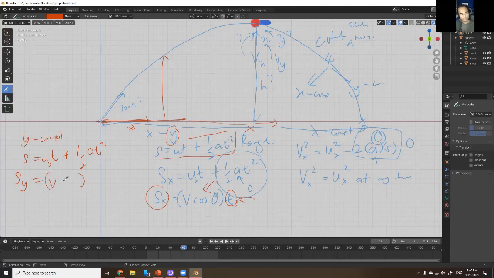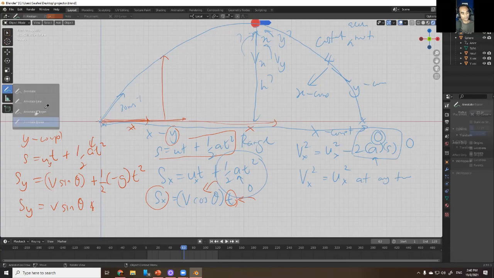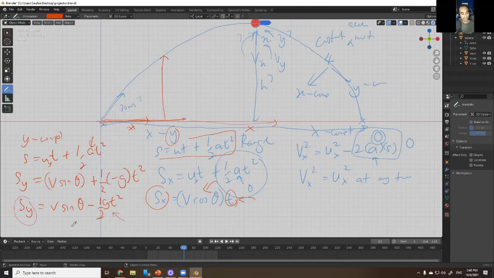V sine theta, plus a half. Remember, in the y component we have the acceleration, so we cannot ignore it, that is negative g times t squared. So the whole thing is sy equals v sine theta t minus, this is minus because of negative g, right? So we put a minus, minus 1/2 gt squared. So sy depends on this thing and this thing.